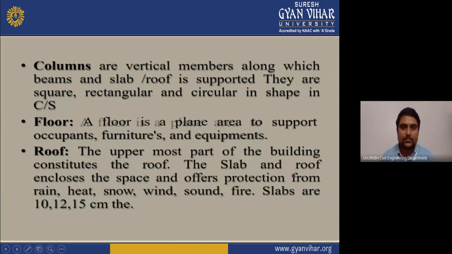Now come to the column. Columns are the vertical members on which the beam and slab roof is supported. They are square, rectangular, and circular in shape. As we know, a column can be made in a rounded shape. They can also be made in rectangular and square shape.